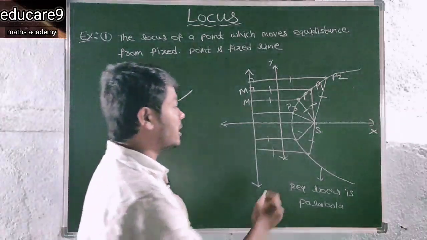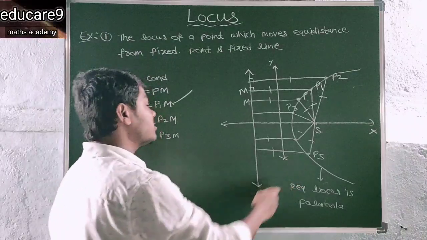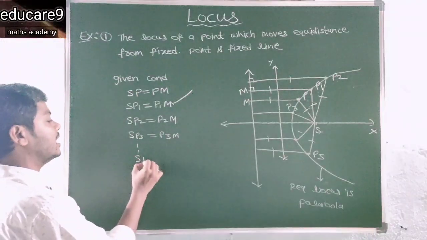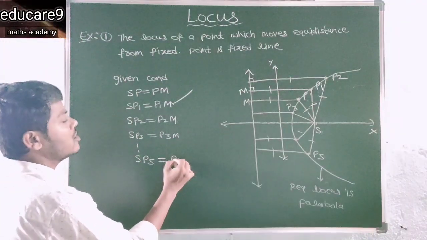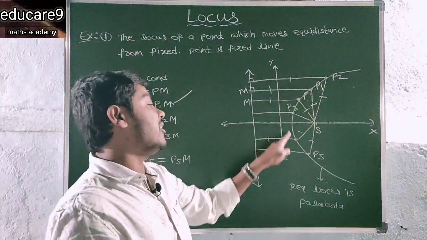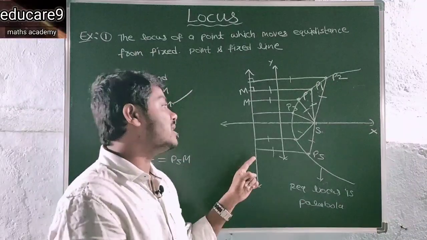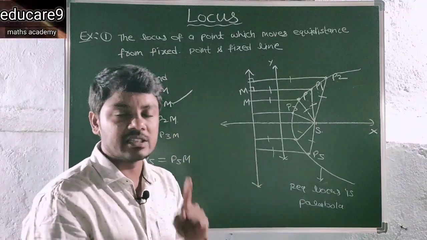So for example, take any point like P5. That point also satisfies the given geometrical condition. That is SP5 is equal to P5M. So clearly each and every point on the locus satisfies the given geometrical condition. That is the one point.